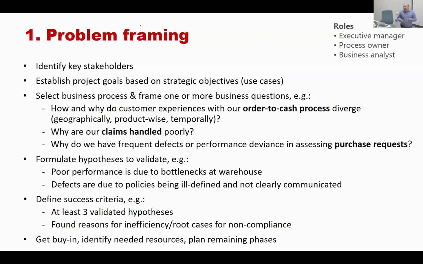The second thing is you need to establish the goals of the projects and how it aligns to the strategy of the organization. You need to be able to formulate in about 2 paragraphs maximum, like half a pager, what is the goal of this project? What are you trying to improve? And you need to make sure it aligns with the company strategy.